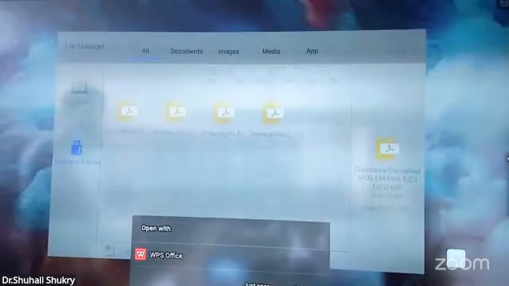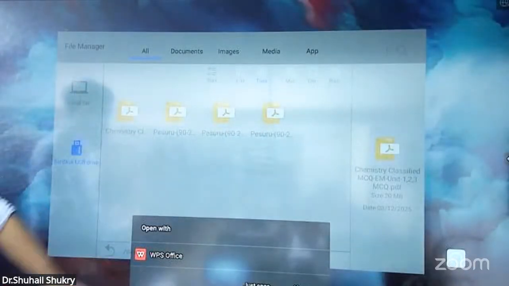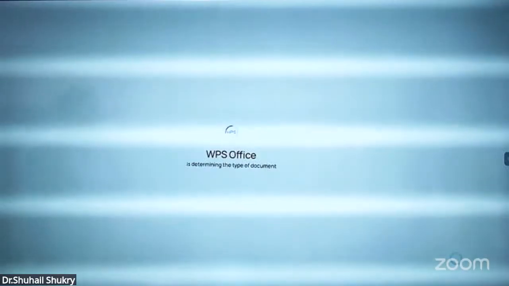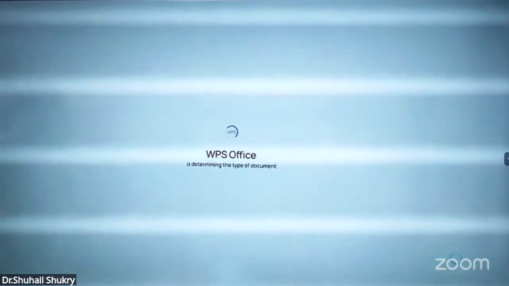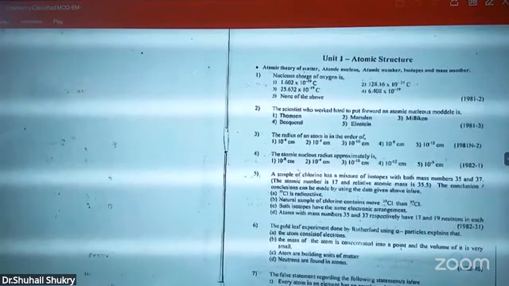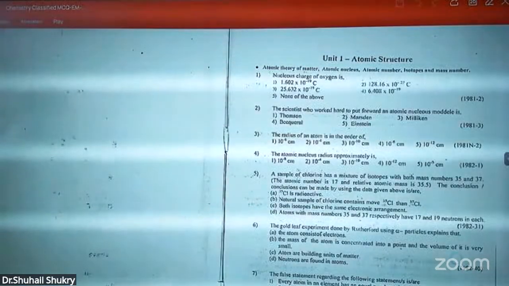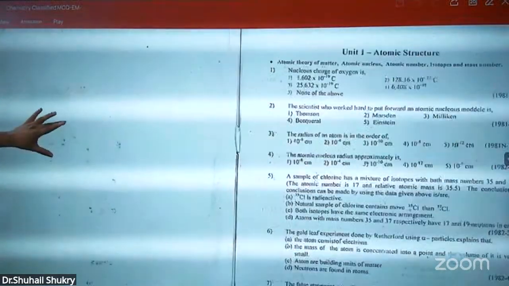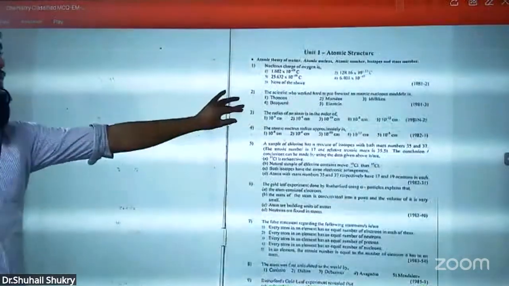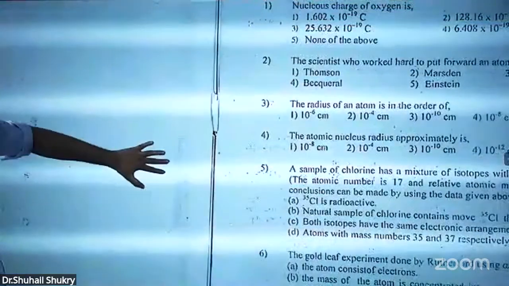We'll open that in WPS Office. It came. You can see, right? I can zoom it. Nice. Now you will see, for example, this is the way they have classified. See, the atomic structure bit, from the things they have.